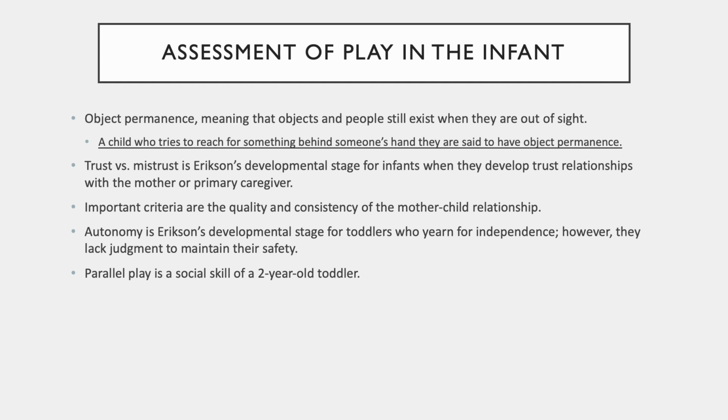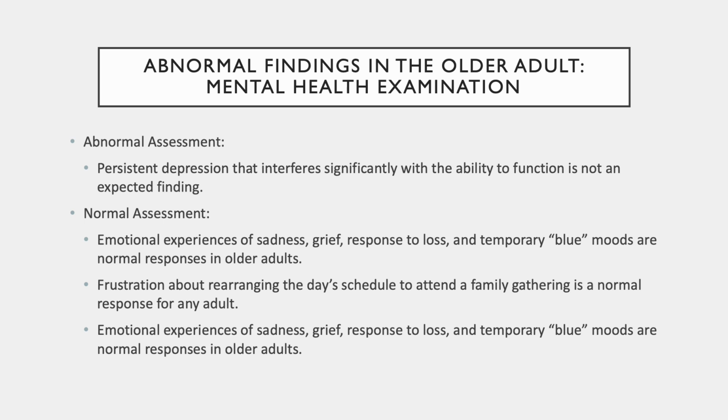Trust versus mistrust, you need to know what that is. Mother-child relationship, please understand that there has to be quality and consistency, and that is part of the bond between the two of them. If there is a break in that bond, there is a break in that relationship, and there will also be a break in commands given through that relationship towards that child or towards that adult even, depending. Know about autonomy in Erikson's developmental stage, and also know about parallel play, and then we can go to the next slide.